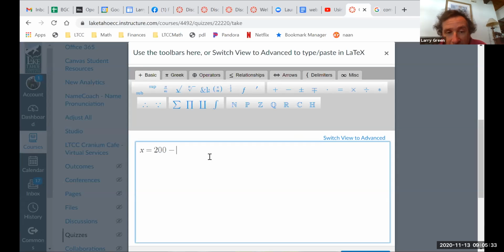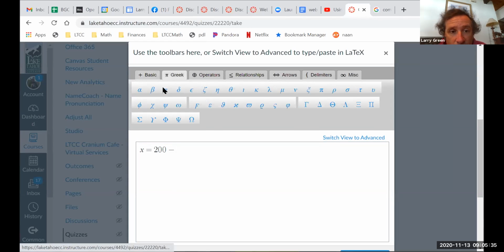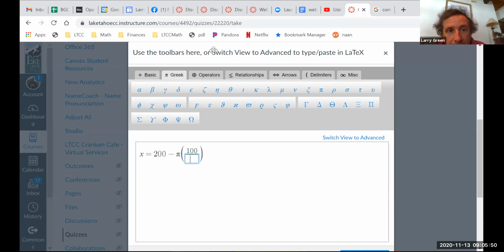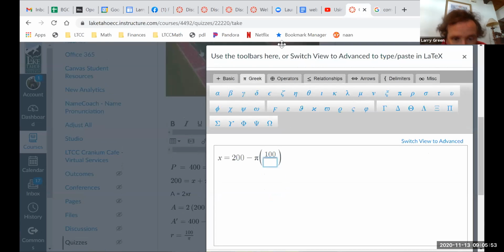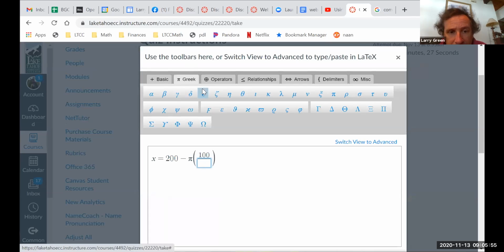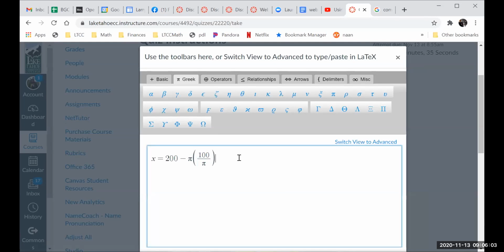200 minus pi times 100 over pi, I believe, right? 100 over pi. Yeah, it's pi, Larry. I was just finding pi. You know, the equation editor always takes a moment to find everything.